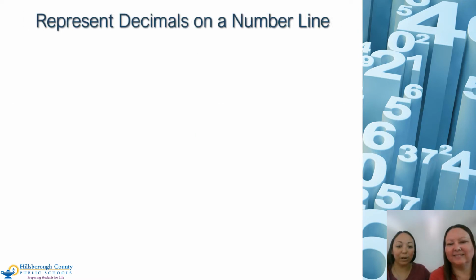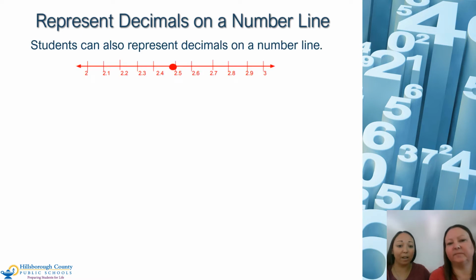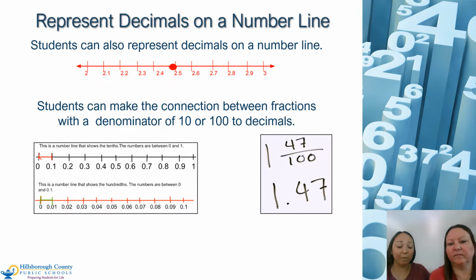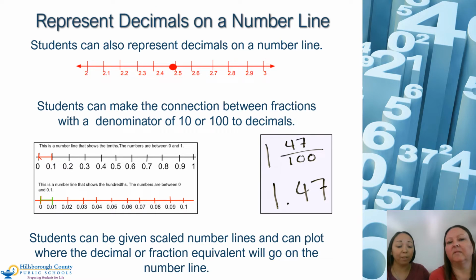Another way when students are starting out with decimals is to represent decimals on a number line. Students can make the connection between fractions and decimals with denominators of tens or hundreds on that number line. Students will be given scaled number lines so they can plot where the decimal or fraction equivalent will go. I could see that some students might still need support figuring out what the range is going to be for their number line and how to figure out where to place their specific decimal. That's why the scaled number line will be extremely helpful in order to help them figure out where to plot that decimal or fraction. Great idea.